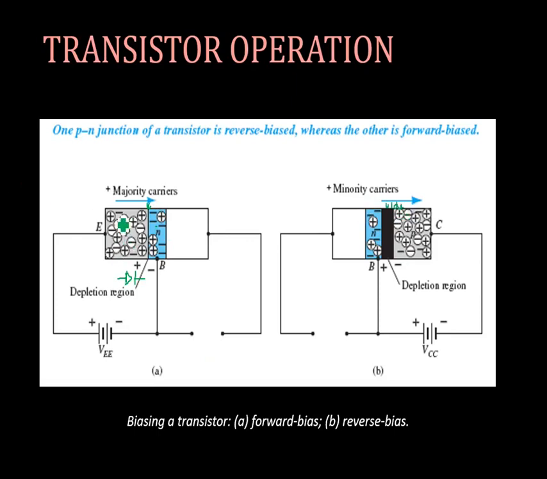And one more difference you can notice is that here the conduction is due to the majority carriers, since it is a forward bias junction, whereas this is a reverse bias junction, so only reverse saturation current is there, and the conduction is because of the minority carriers here. Okay.